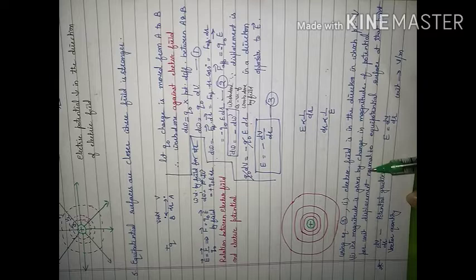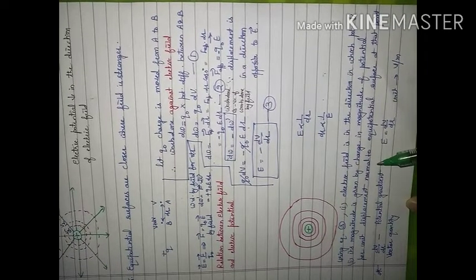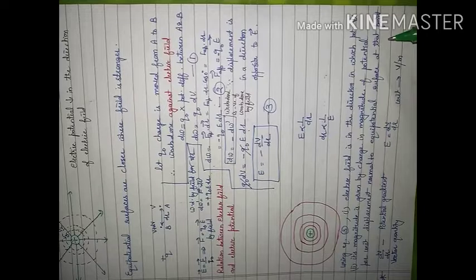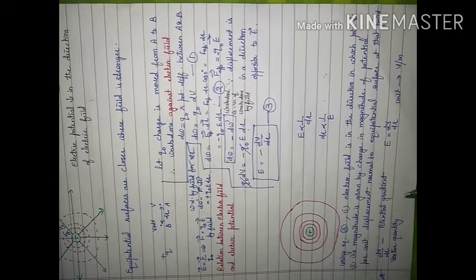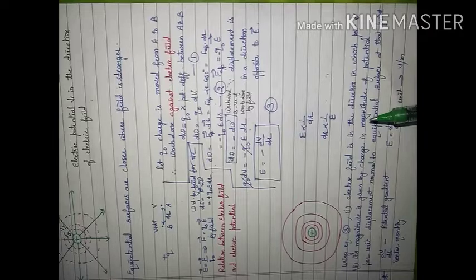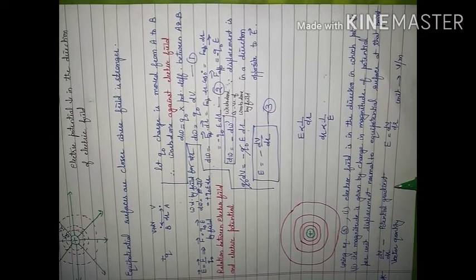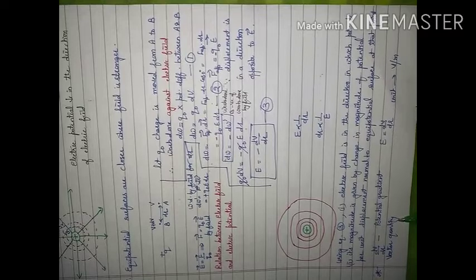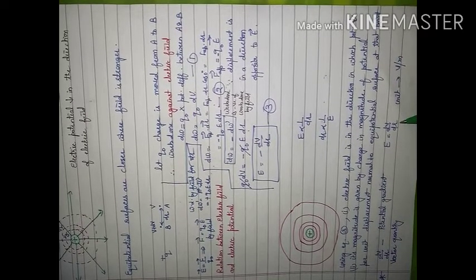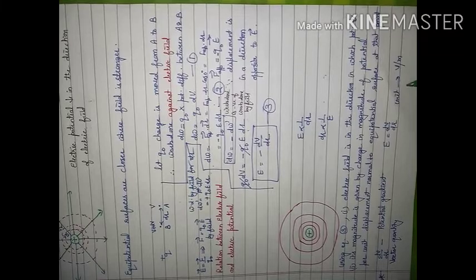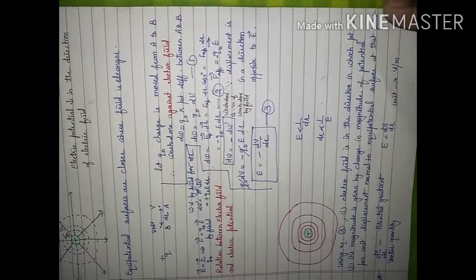Its magnitude is given by the change in magnitude of potential per unit displacement normal to the equipotential surface at that point. Now the thing we have to pay attention to is that potential is a scalar quantity, but dV by dr, the potential gradient, is a vector quantity. And if you consider the unit, E is equal to dV by dr, volt per meter. So another unit of electric field intensity is volt per meter also.